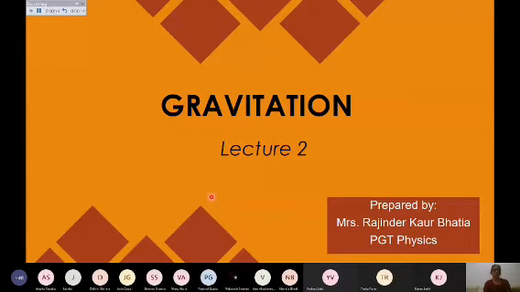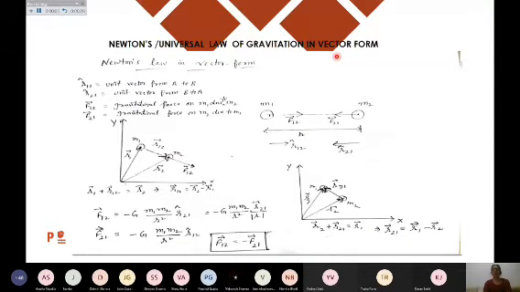We are continuing. We have already discussed gravitation, what is gravitation, and gravity, and today we have to discuss Newton's law of gravitation. In vector form we are going in detail, because otherwise we have discussed that the force of attraction between 2 point masses is directly proportional to the product of the masses and inversely proportional to the square of the distance between them. And of course we got a proportionality constant, that is capital G, which is your gravitational constant.